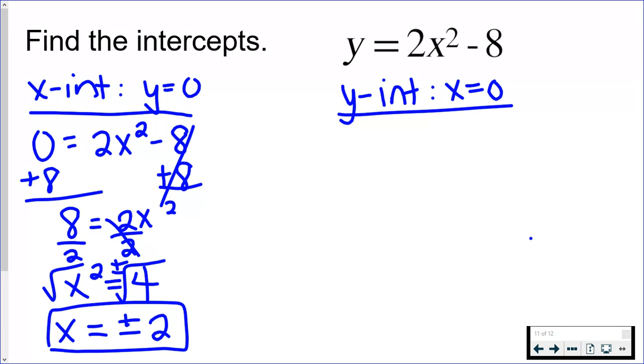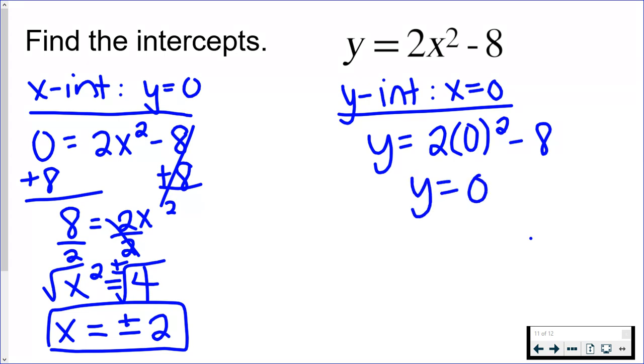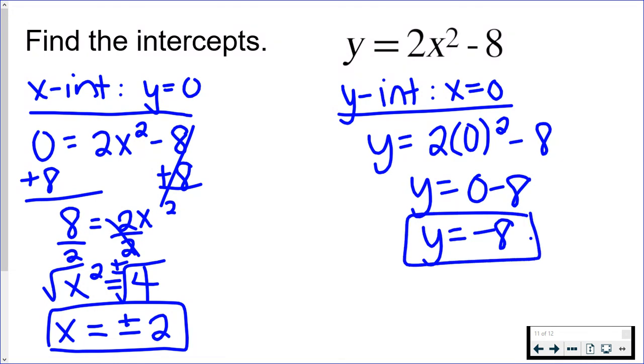If you want your y-intercept, you do the opposite. This time x is equal to 0. So replace x with 0. Now remember your order of operations here. 0 squared comes first, that equals 0. Multiply by 2, you still have 0. So the y-intercept is negative 8.